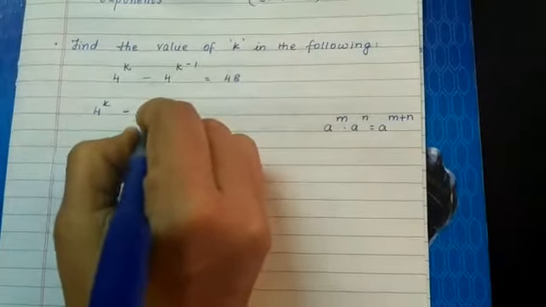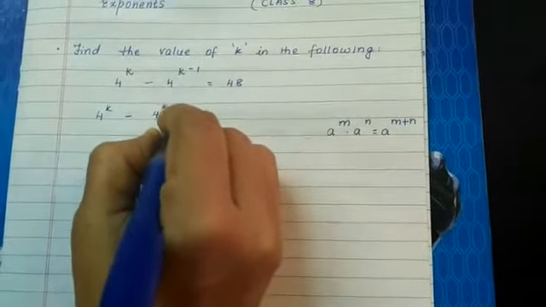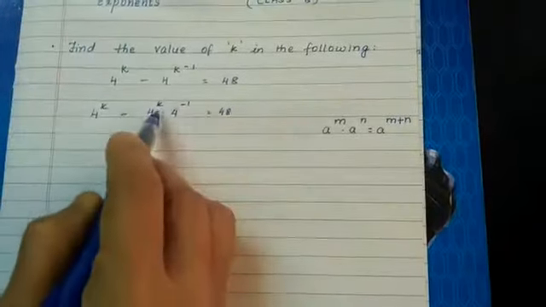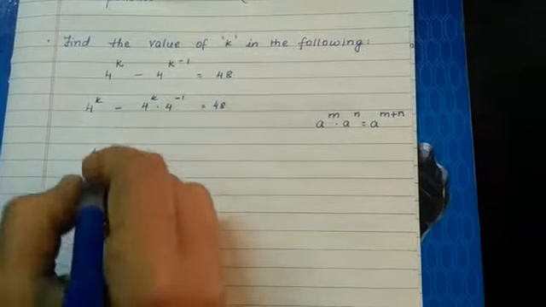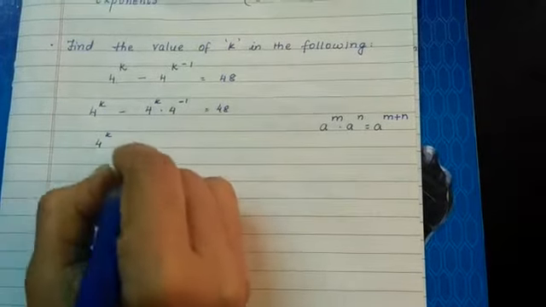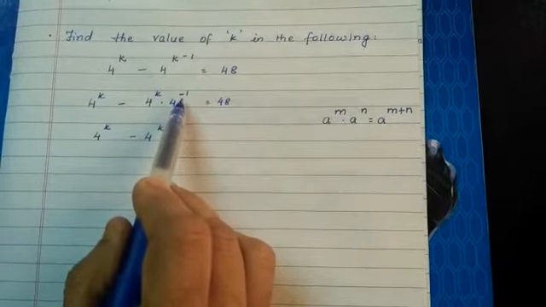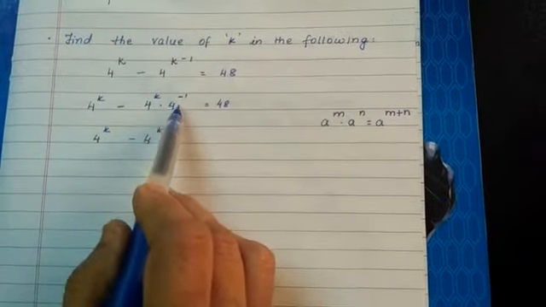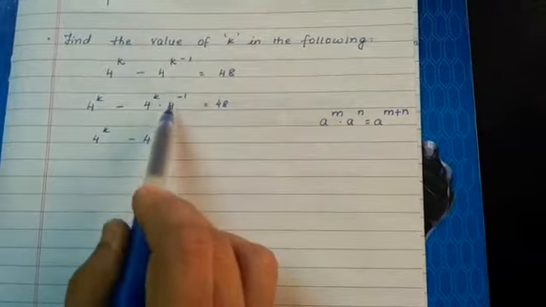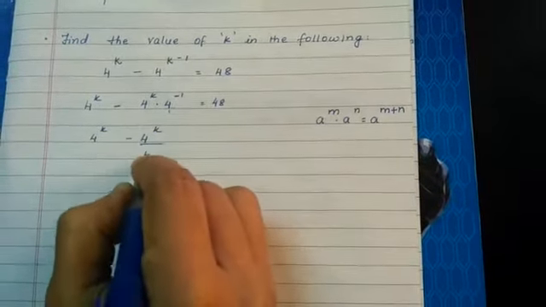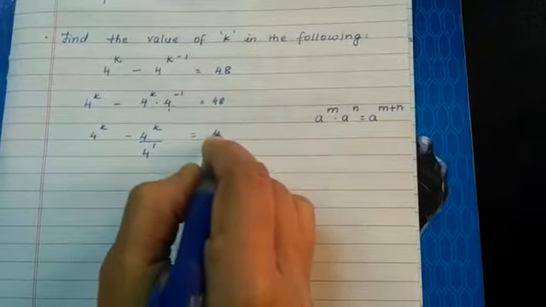So it is 4 raised to k into 4 raised to minus 1. Okay, because this is m and this is plus n. Now 4 raised to k minus 4 raised to k. Now how will we turn this negative exponent into a positive exponent? Yeah, into 1 by 4. We will change the place of numerator and denominator. So it becomes 4 raised to 1 is equal to 48.